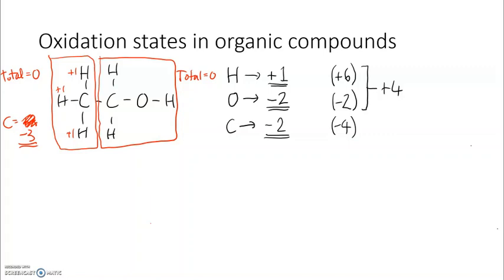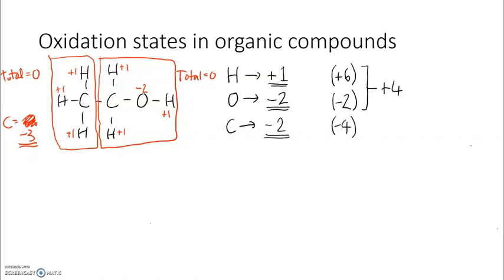Now, in this section here, we've got +1 hydrogen, +1 hydrogen, +1 hydrogen, so 3 +1s, but we've also got a -2. So that comes together to give us overall a +1.